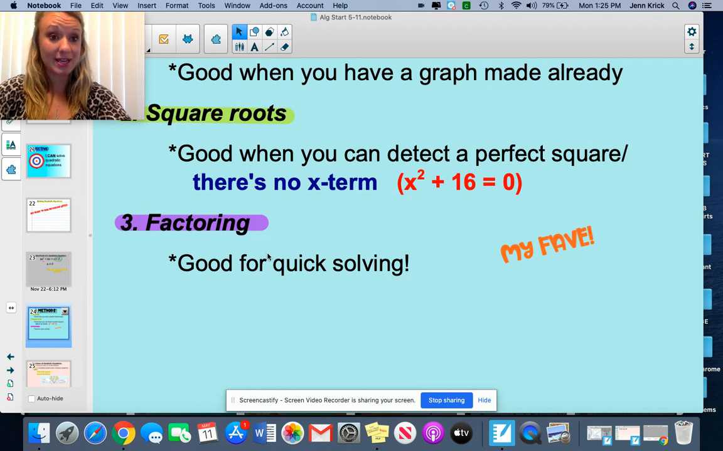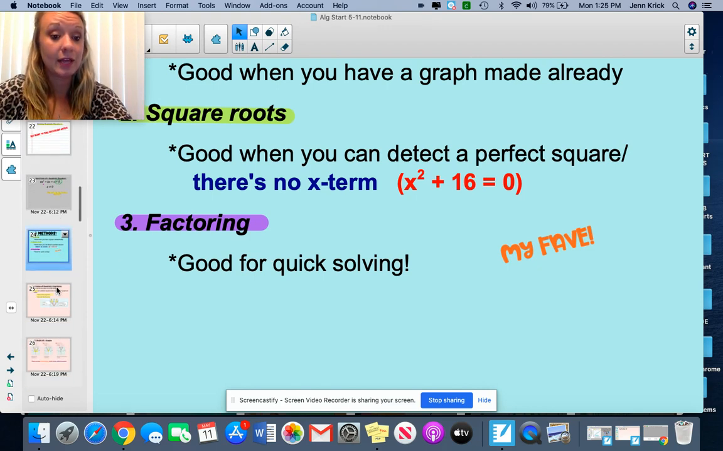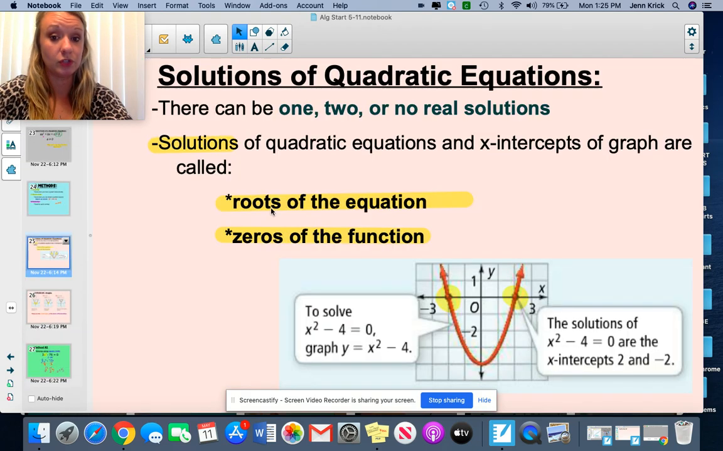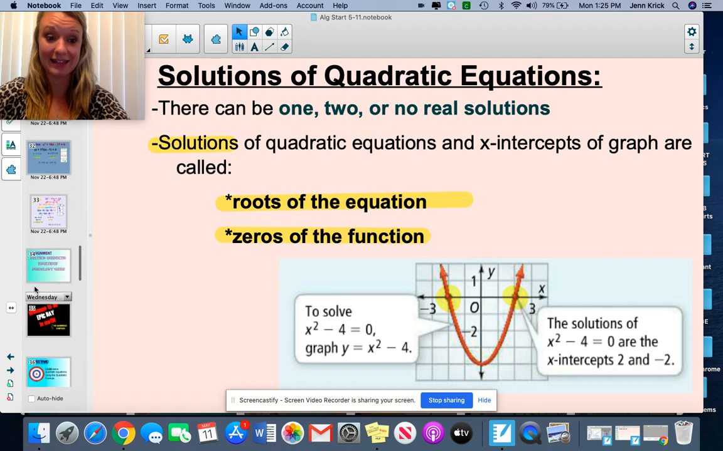And factoring, that's good for all of us who are really quick with factoring, or if you can tell right away that the equation will be easy to factor. There are 3 options for number of solutions. You can have 1 solution, 2 solutions, or no real solutions. And I think that is it.